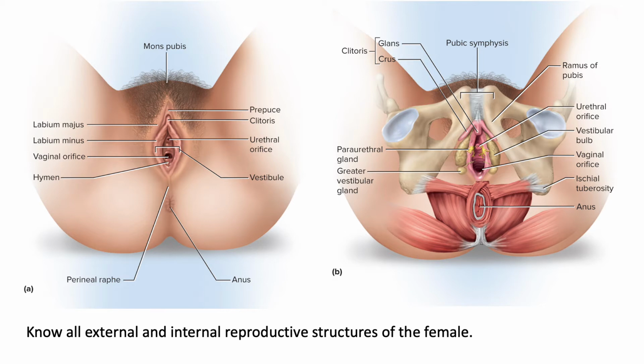Again, the deep structures, you have greater vestibular glands, periurethral glands, and vestibular bulbs that are sort of synonymous with some of the glands that you will find in the male as well. And again, the clitoris has more than just the little part that we see. The large crus is basically the equivalent to the corpus spongiosum and corpus cavernosum erectile tissue that you will see in the male structure as well.